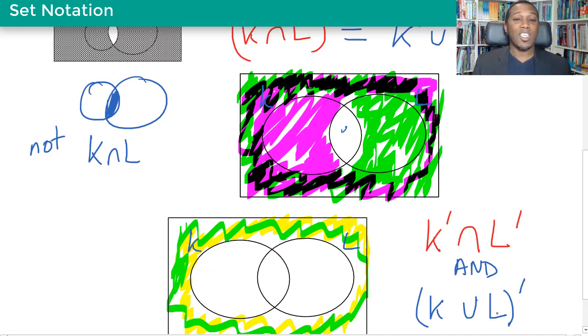So, in other words, K union L complement is the same thing as K prime intersection L prime. If we take out the brackets, we flip the symbol. Union becomes intersection. Look at those relationships there. K intersection L complement, so everything that's not in the intersection, is K complement union L complement. And inversely, K union L complement is K complement intersection L complement. Hopefully, you might have to look at that again, but that's a big aha moment.